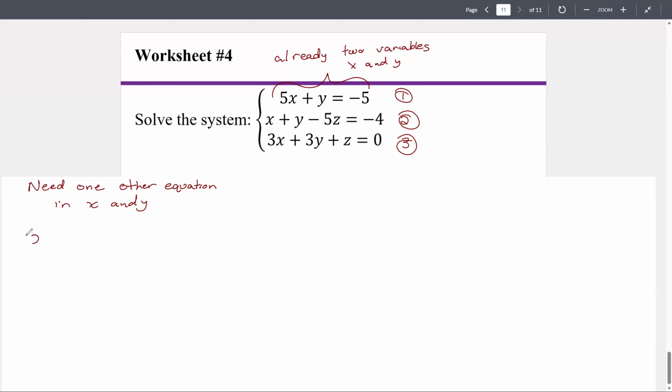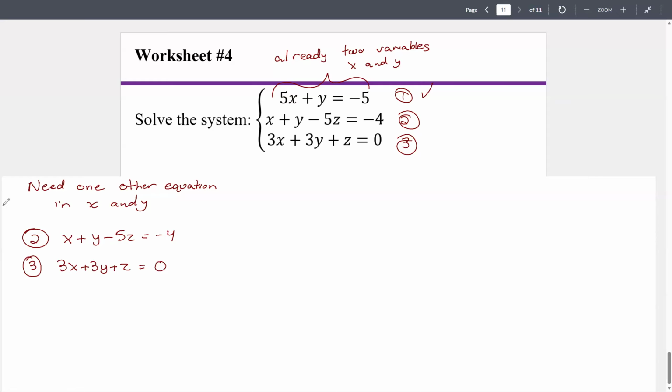So I'm going to put equations 2 and 3 together to get this new equation. Because I'm already using one here as my one equation, I can't use it again here. So I need to make sure I use the other two to find another equation in two variables. So x plus y minus 5z equals -4, and 3x plus 3y plus z equals 0.